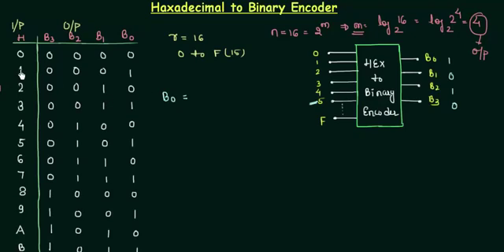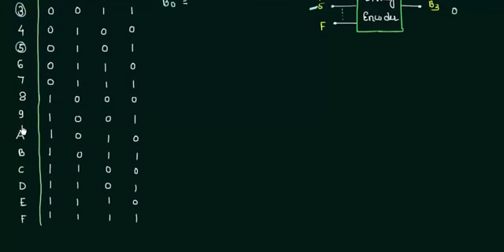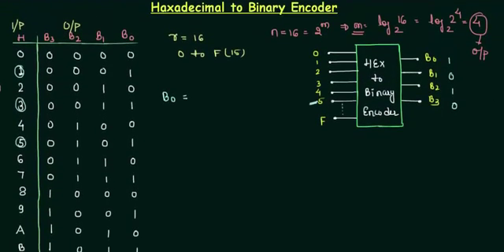It is high for the inputs 1, 3, 5, or you can say for all the odd inputs: 7, 9, 11. For all the odd inputs B0 is high, so I will write, let's change the color, 1 or 3 or 5 or 7 or 9 or 11, 13, 15, and I will write 11 as B, 13 as D, 15 as F.